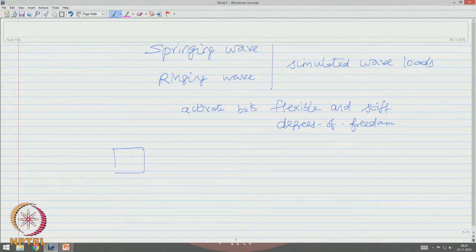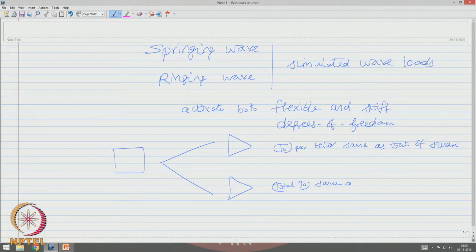We have a square TLP. We arrived at two equivalent triangular TLPs. This can be T0 per tether the same as that of the square. This can be total T0 the same as that of the square. So, 4 square TLPs existing in the Gulf of Mexico are chosen, and 2 equivalent sets of triangular configuration are arrived at, and analysis is done on these TLPs under the springing and ringing waves generated or simulated with the equations shown to you.